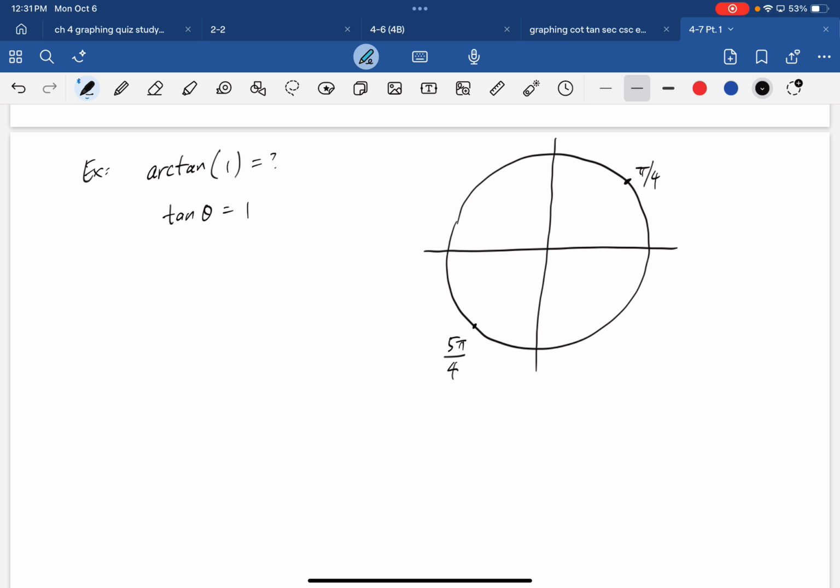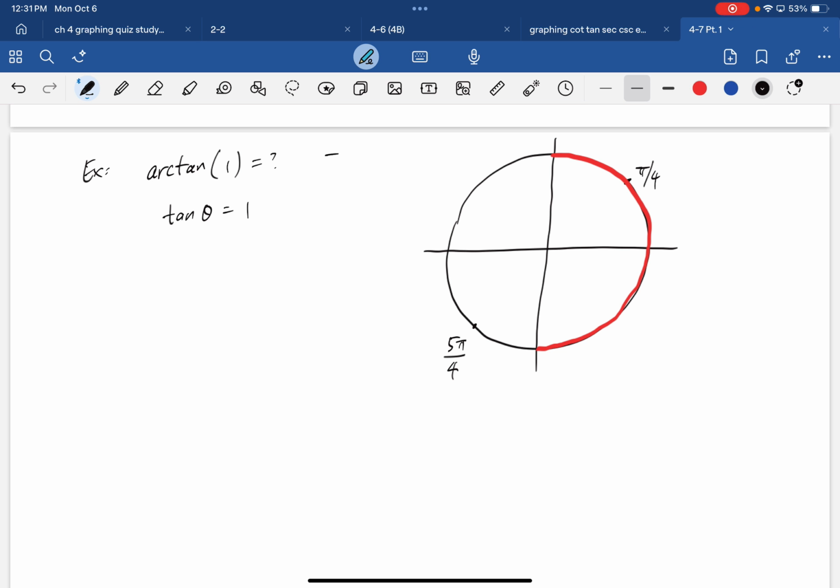But the one we have to choose is specifically in the restricted range that we have for arctangent. And that range is quadrants 1 and 4, once again, same as sine, right? And so only these values on the unit circle are going to be possible, which means that our answer is pi over 4.